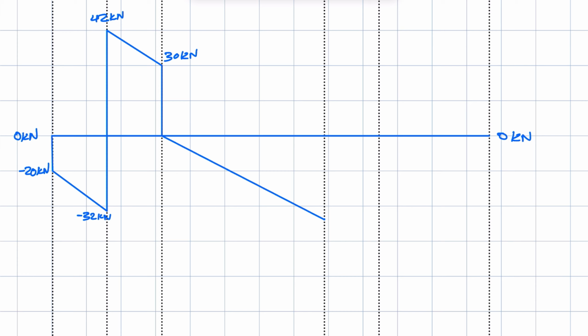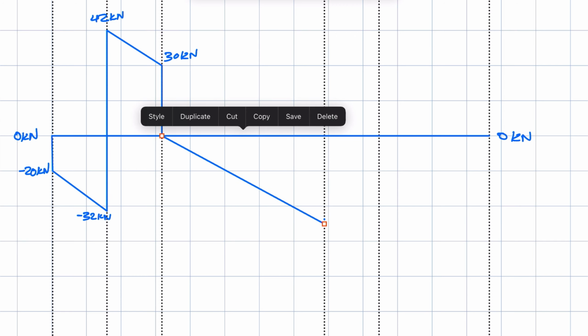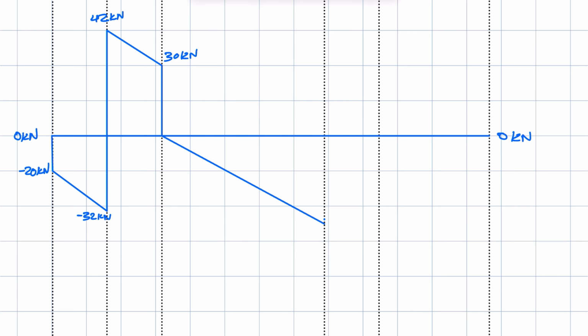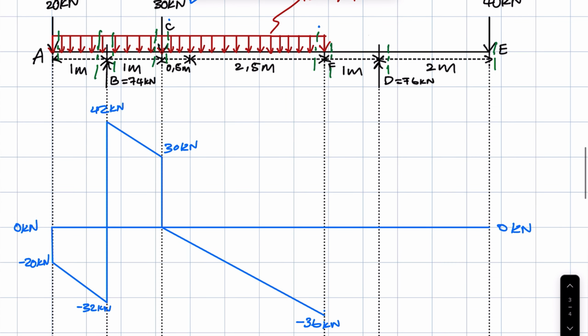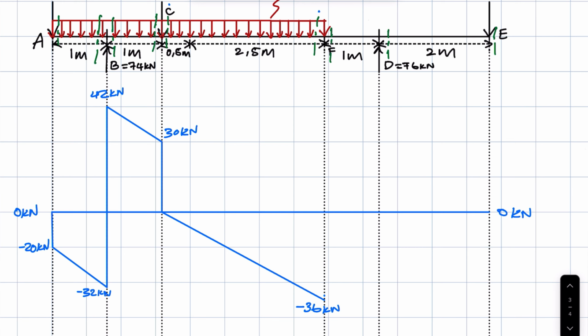Right, and then here we're going to have, maybe let me draw it slightly below this, right? So we have the minus 36 kilonewtons. Now we consider forces on the right, we go to the section on the right of F, and consider forces between this section and this section. There's no forces to add or subtract, so we leave it as it is.